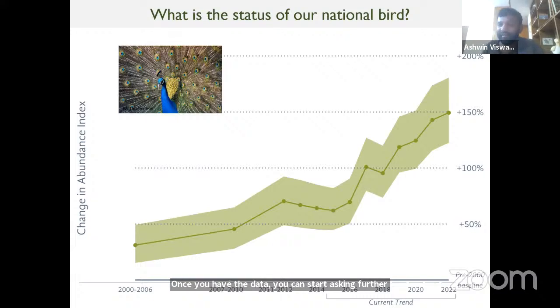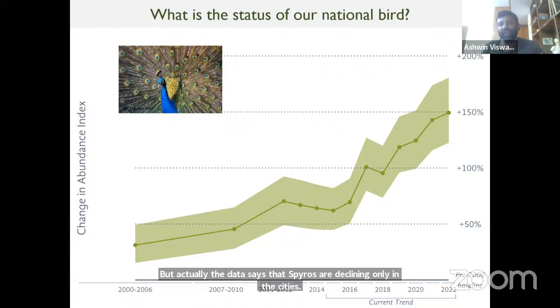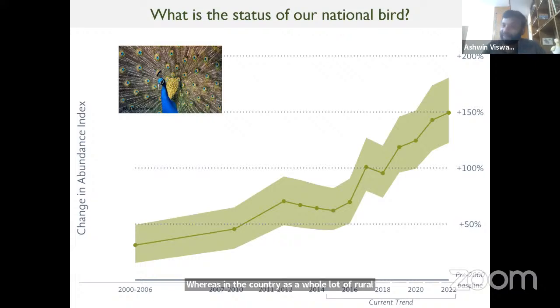Similarly, I don't have the graph here, but sparrows, there is the narrative that sparrows have decreased everywhere, and that sparrows are in danger, they are threatened. But actually, the data says that sparrows are declining only in the cities. Whereas in the country as a whole, in a lot of rural areas and villages, sparrows are doing perfectly fine. So in the context of the country, sparrows are the last bird we need to care about.